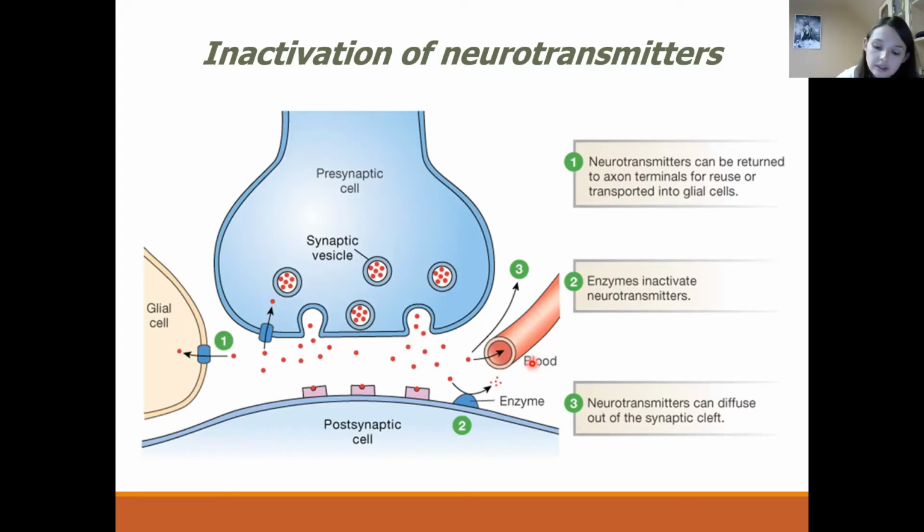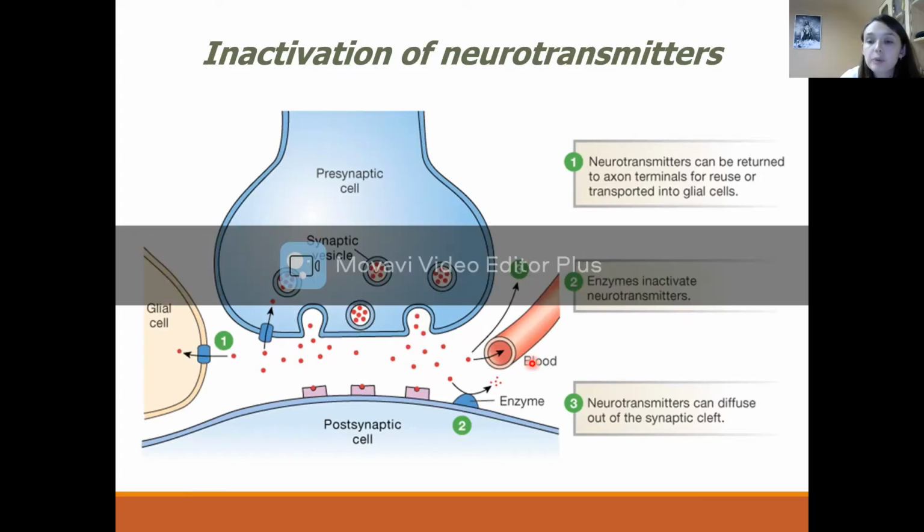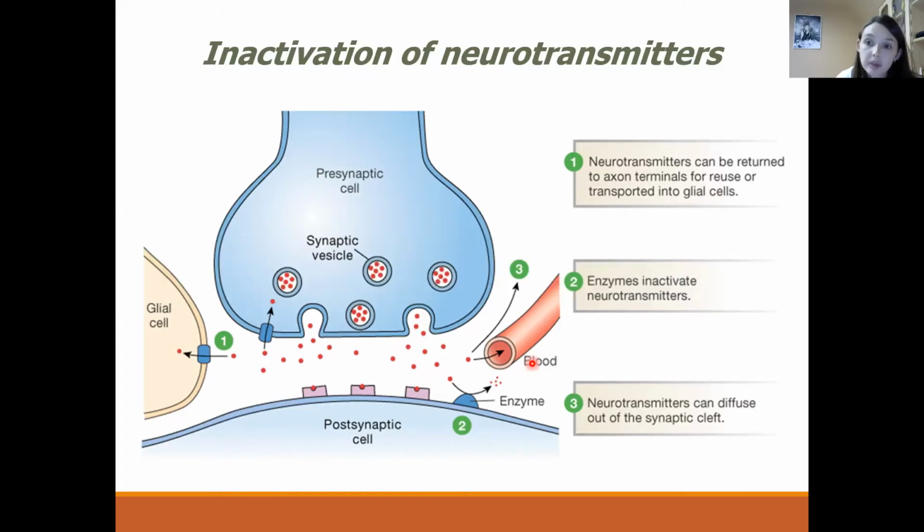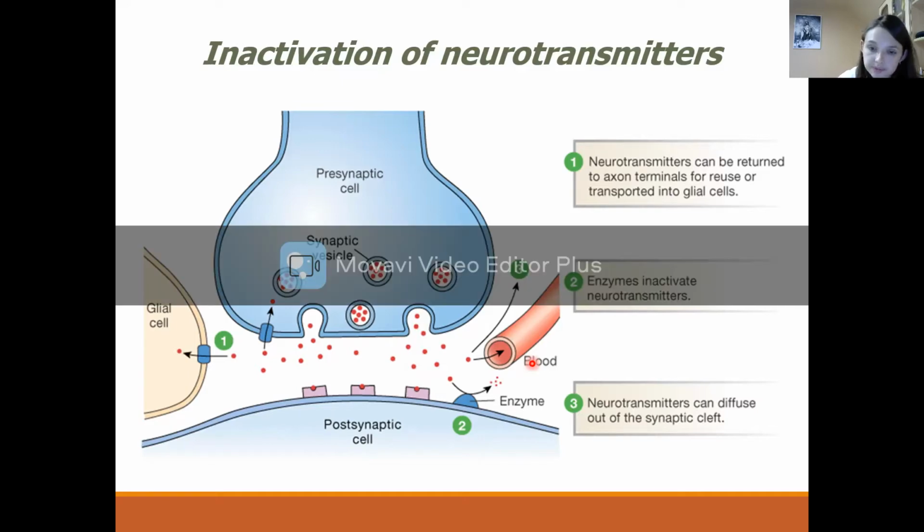This process is very important because if we destroy or inactivate the neurotransmitter, the postsynaptic potential will not appear. So we will stop the action of the neurotransmitter, and as a result, we will stop transmission of the nerve impulses in the postsynaptic neuron.